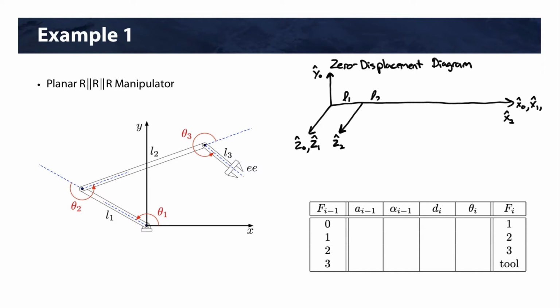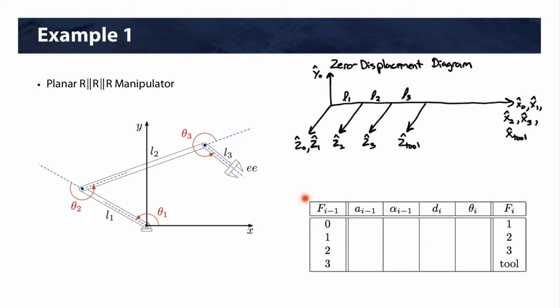So we'll have L2 now. That brings us to Z3. X3 will be here. And then we have L3. That brings us to our end effector, which we often call our tool frame. So we're going to call it Z tool, and we'll have X tool here. Okay, so we have our zero displacement diagram. And once we have that, we can start filling out our D&H table.